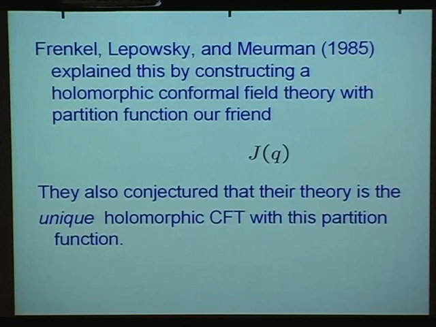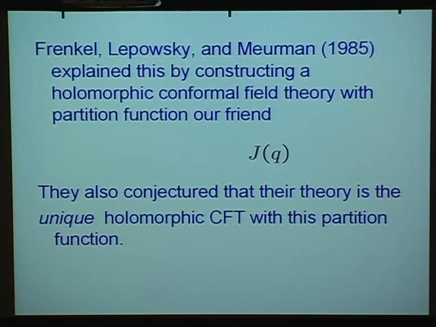Frenkel, Lepowsky, and Meurman explained this by constructing a holomorphic conformal field theory with partition function our friend capital J of Q. Well, they also conjectured that their theory is the unique one with this partition function. Well, if their conjecture is correct, then their theory must be dual to three-dimensional gravity at that value of the cosmological constant, according to our interpretation. And at this value of k, we can make the case stronger because it's actually been argued by Schellekens, I think possibly not completely proved mathematically, that at c equals 24, there are precisely 71 holomorphic CFTs.